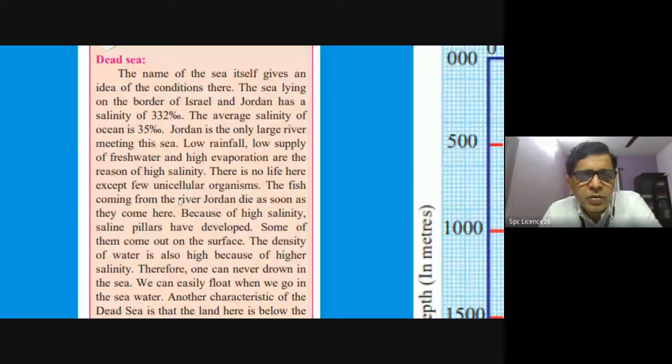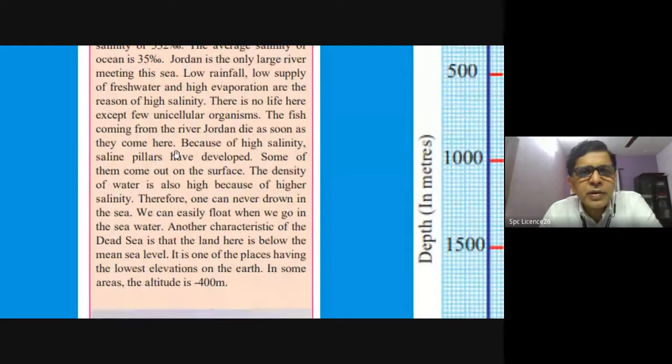Add to that low rainfall, low supply of fresh water, and high evaporation, which are the reasons for high salinity in the Dead Sea. There is no life here except some unicellular organisms. The fish coming from the river Jordan die as soon as they arrive because of the high salinity. Saline pillars tend to develop in these areas, where fresh water and saline water meet. The salts drop down and you have saline pillars.